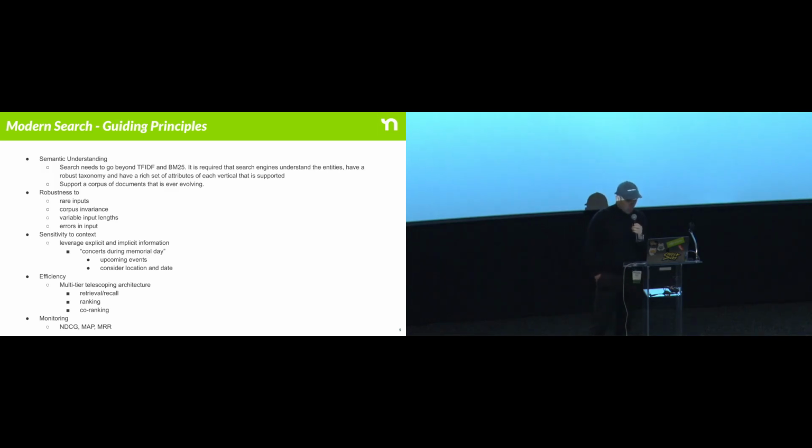Next point, which we think is very important, is that search needs to be sensitive to context. We need to use all the explicit and implicit information that we have to provide a search result page. You can think about if somebody is searching for concerts during Memorial Day, we have an explicit query from which we have the intent that somebody is interested in events.